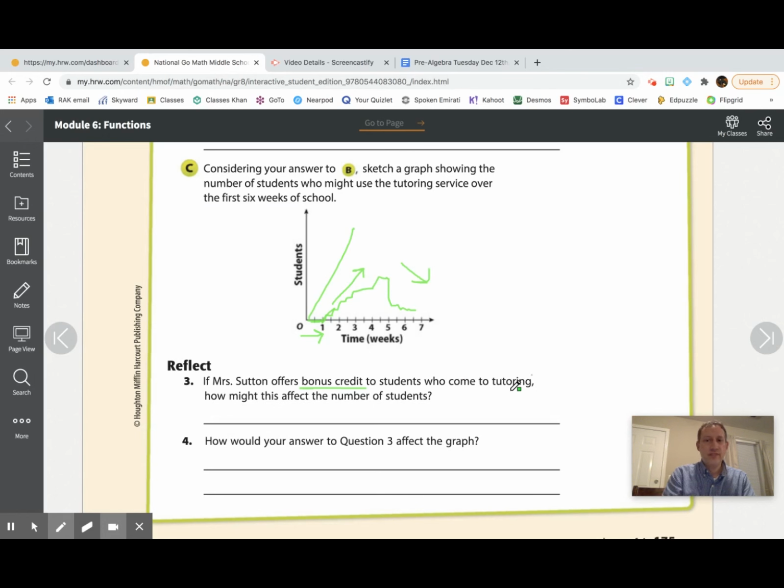All right. So that's pretty much it for today. Go ahead and do pages 177 and 178, except the last 2 questions, 15 and 16. You don't have to do those.